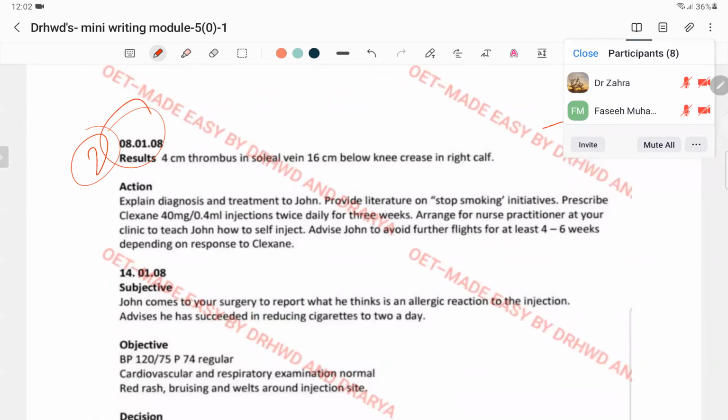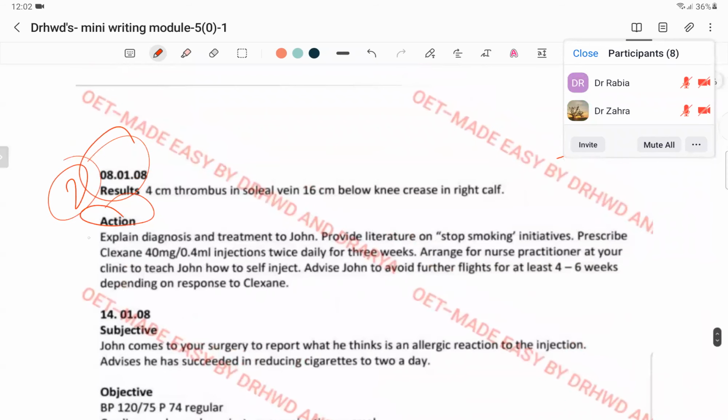Okay. Results came back: 4 centimeter thrombus in soleal vein. That's the next visit, the second visit. 1.6 centimeter increase in right calf. Explain diagnosis and treatment to John. This is the action for whom? Just say it, I don't want to take names. Mr. Haywood. But who is going to do this? The current GP? No, ma'am, the current parents' doctor. The parents' doctor, not the current doctor. Current doctor is his doctor. Parents' doctor is his parents' doctor. Okay, we're going to talk like that.